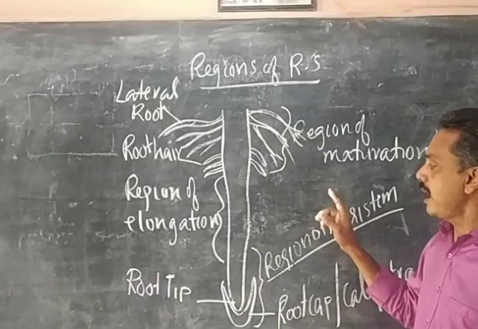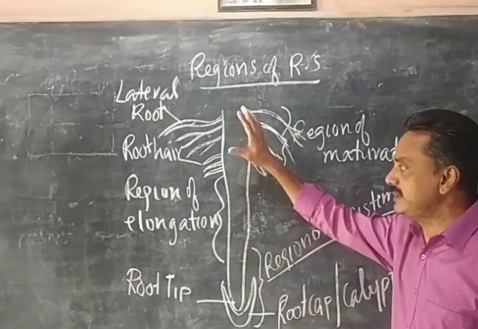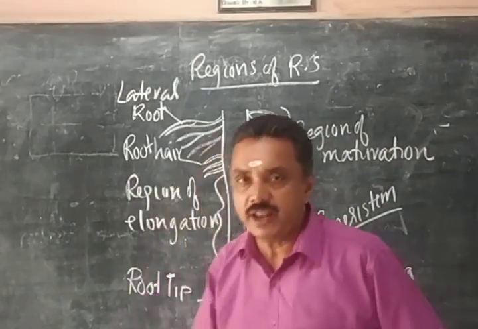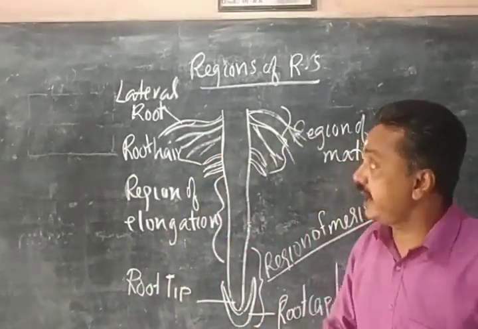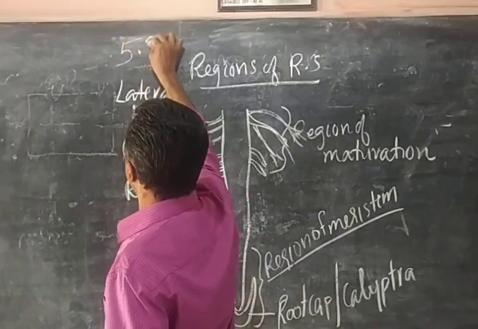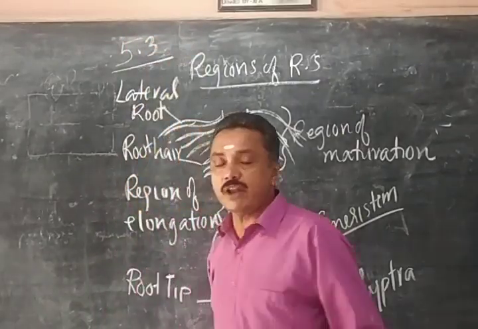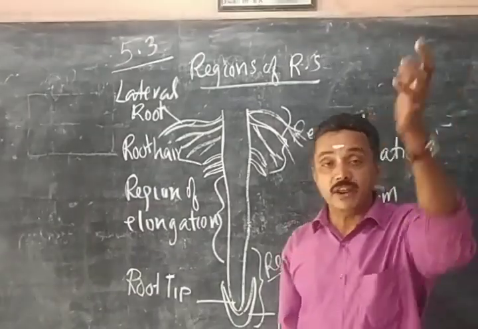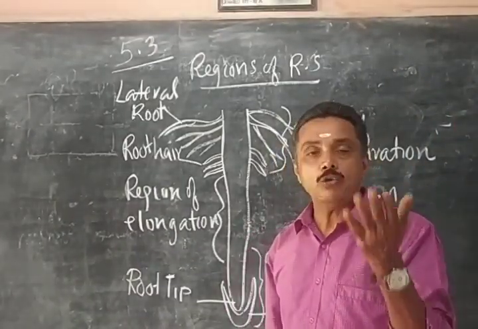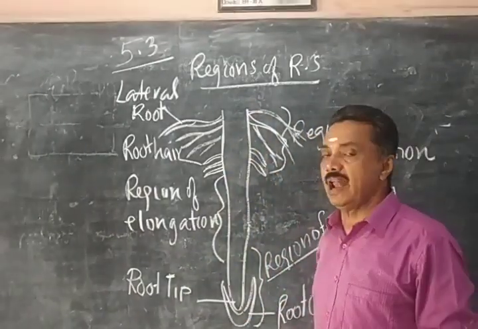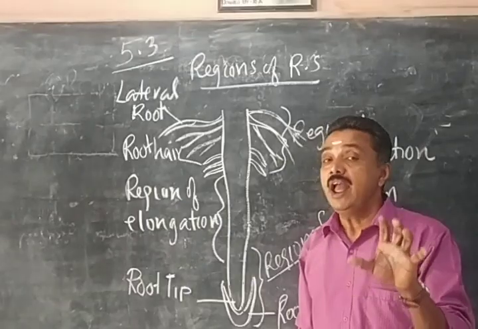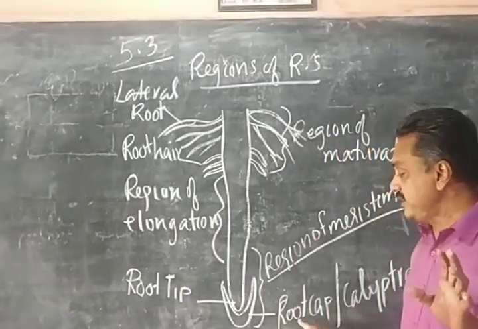So these are the regions and you have to label the diagram. This is figure number 5.3. You have to take the diagram from the textbook, and this is very, very important. It is repeatedly asked in examinations. You have to draw the diagram and label the parts, so draw it very carefully.